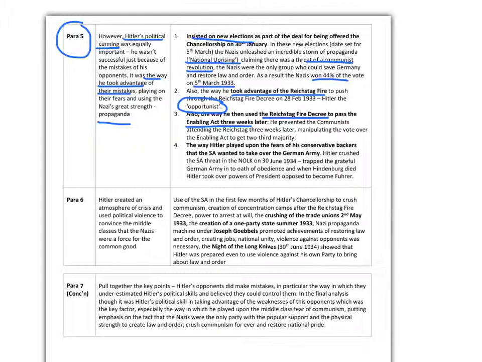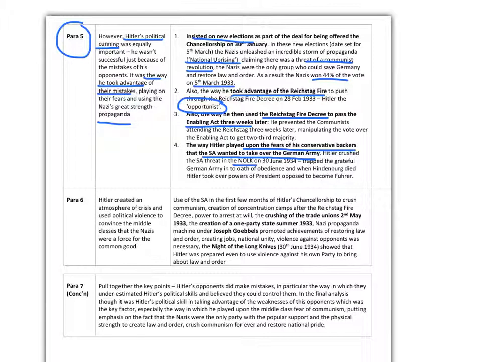And then the third one, of course, is the example of the Night of the Long Knives, the way in which Hitler played upon the fears of the Conservative backers, that the SA were a threat to them, because the SA wanted to take over the German army. And what Hitler did, of course, is he turned against the SA leadership, and the grateful German army swore an oath of obedience. And so when Hindenburg died, Hitler took over the powers of the presidency. Hitler basically trapped the conservative people who backed him into power to carry on supporting him in the long term.